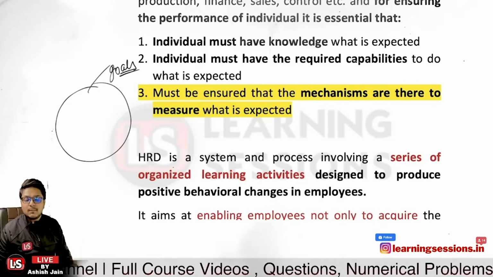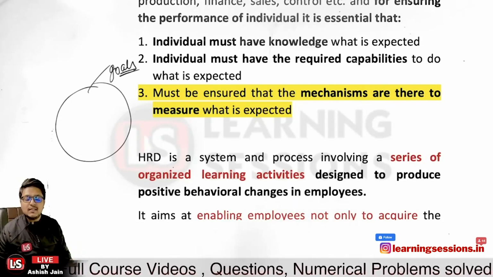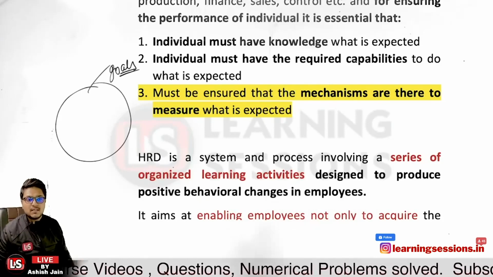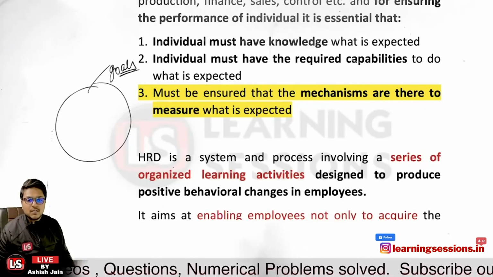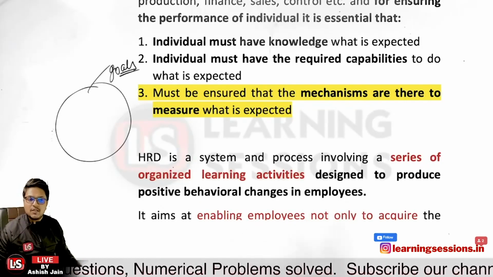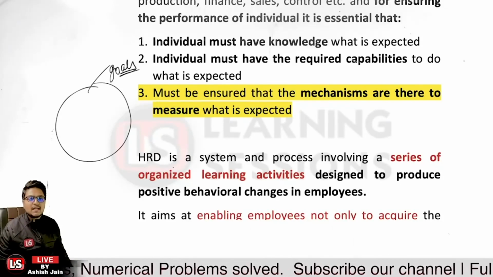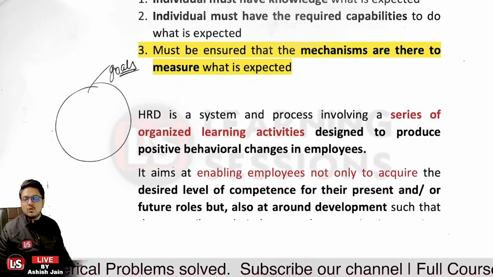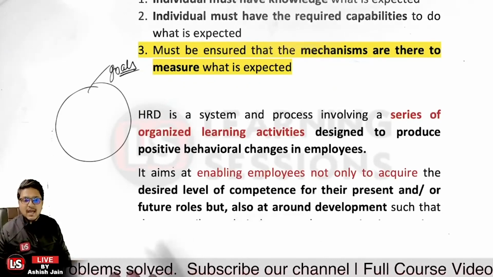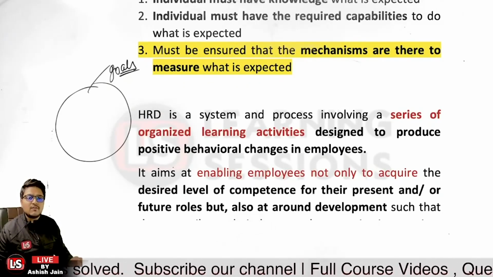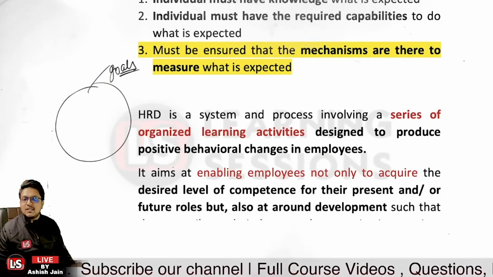so as to impart skills to the employees, and further to produce positive behavioral change. Okay, it aims at enabling employees not only to acquire the desired skills but also the desired level of competence for their present and future jobs.